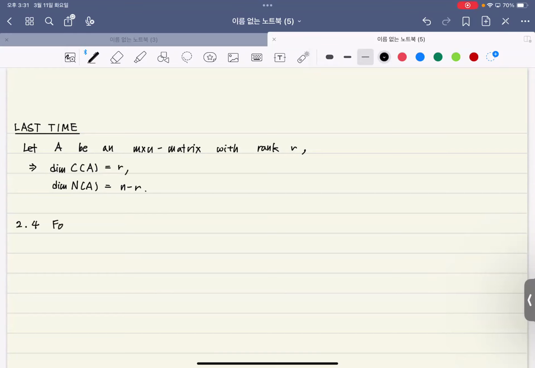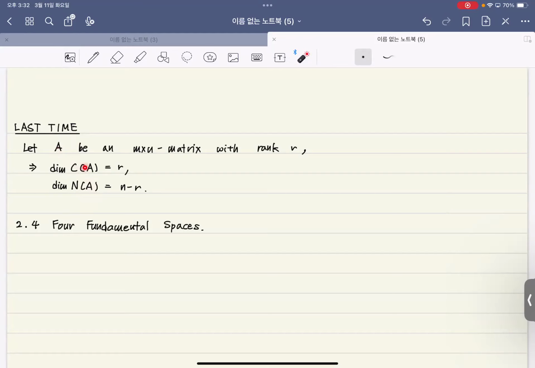which is about the four fundamental spaces. So what are these four fundamental spaces? Previously, once a matrix is given, we were able to associate two different subspaces, namely the column space and the null space. And actually, we can associate two more subspaces from this matrix A.